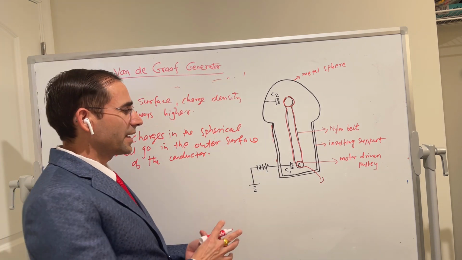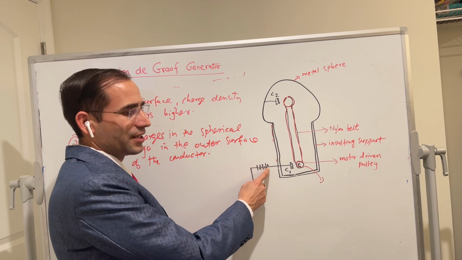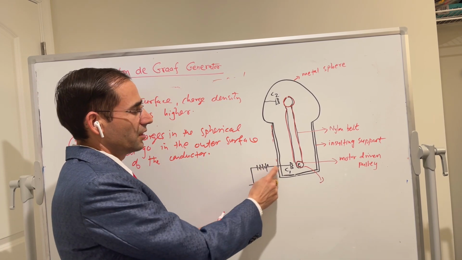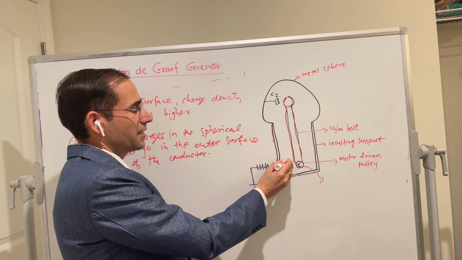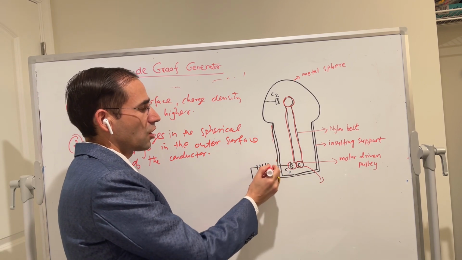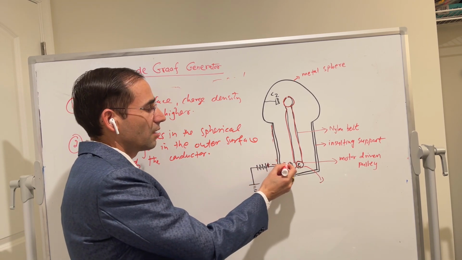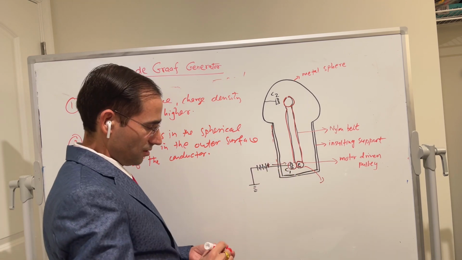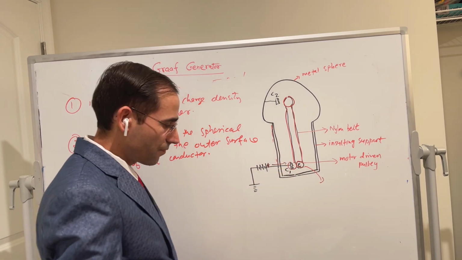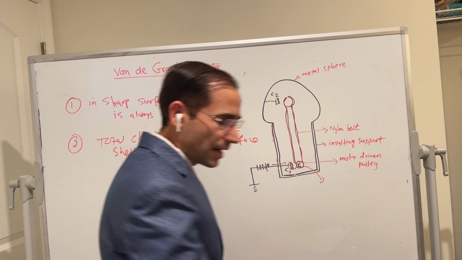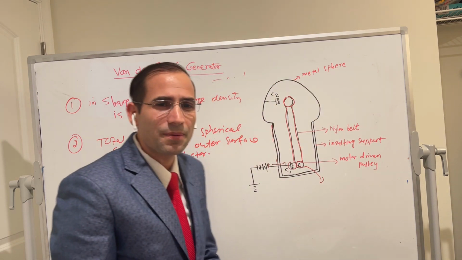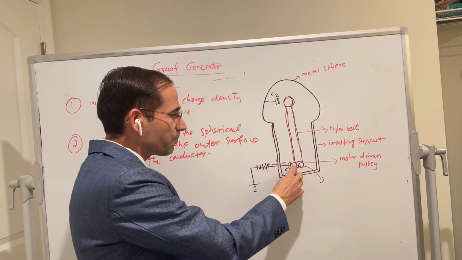So what is happening is you apply the charges here. Suppose this comb here is connected with the positive terminal of the battery. That means all of the positive charges go on this comb. Then it becomes positively charged. So in this area, it becomes positively charged.